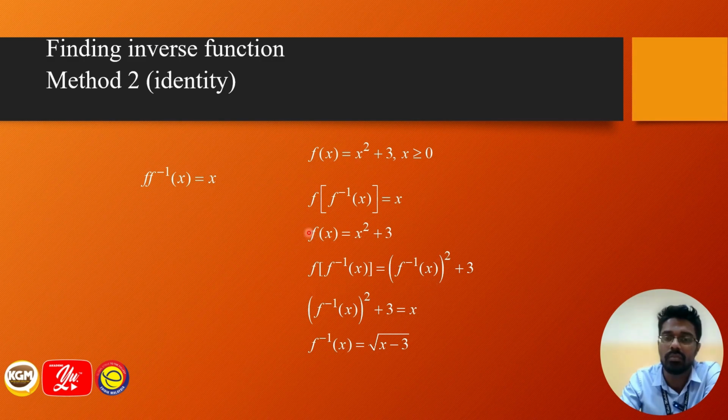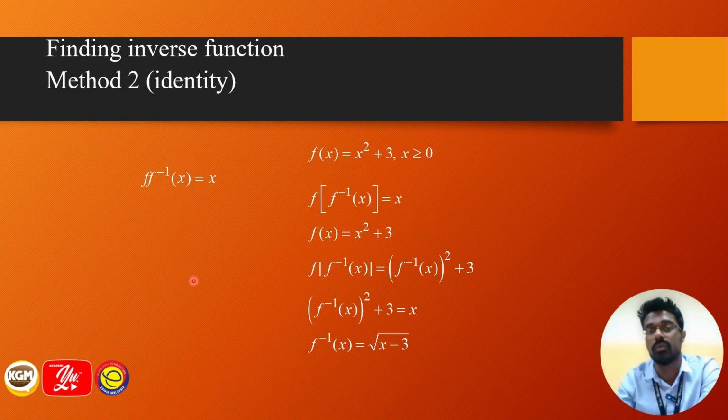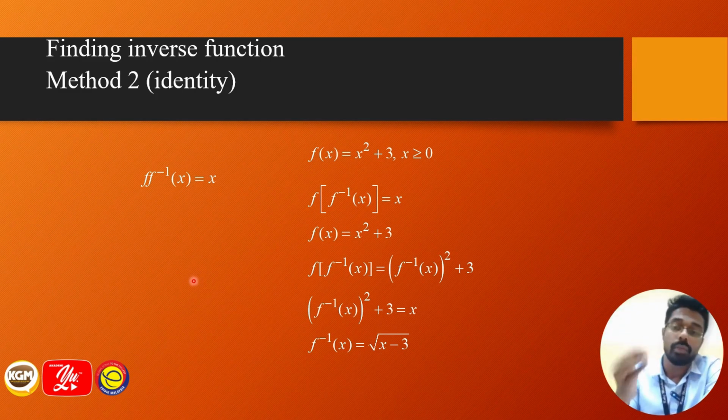At the same time, I know the property f of f inverse is x, so these two are going to be the same. Then it's just a method of rearranging. I move this to this side, it becomes minus. Then I don't want the square, so I take the square root. This is the second method of finding the inverse. My advice is you need to know both methods. It's up to you which method you want to use.